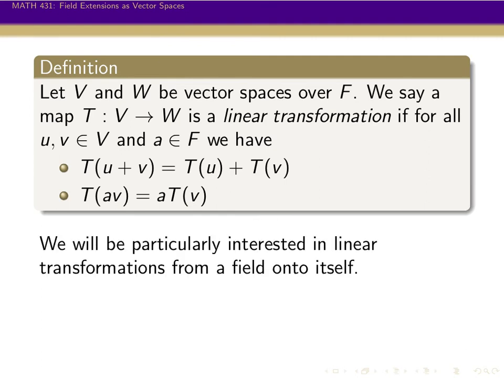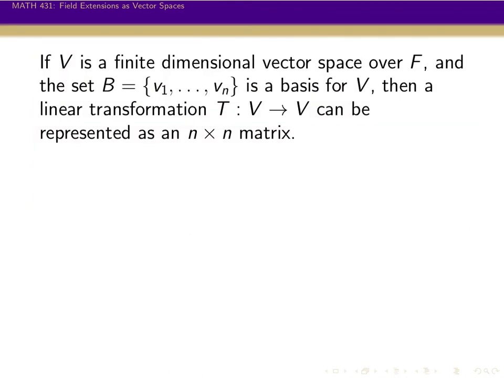So we are particularly going to be interested in linear transformations of a field onto itself. Really, in a vector space sense, you'd call these isomorphisms. And so let's think about this in those terms. If we have V as a finite dimensional vector space over F, and we have some basis, V1 through Vn for V, then we can represent the linear transformation as an n by n matrix. And this is a real important part in linear algebra.